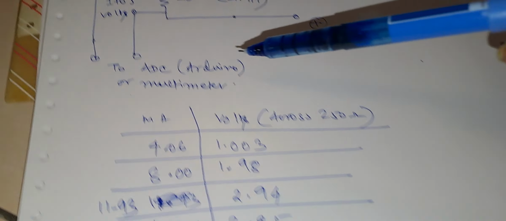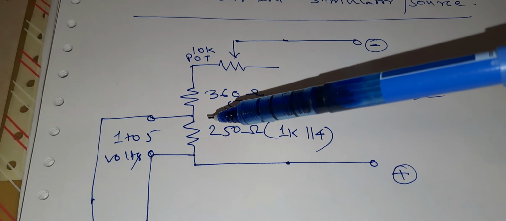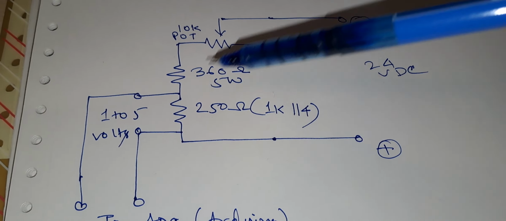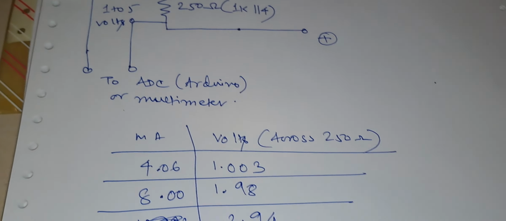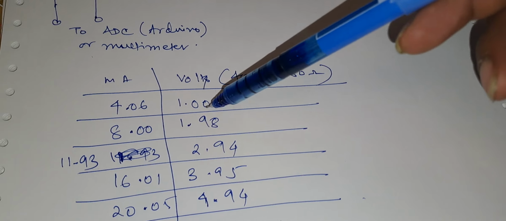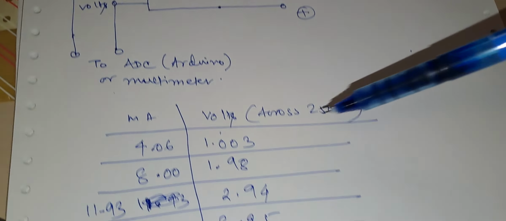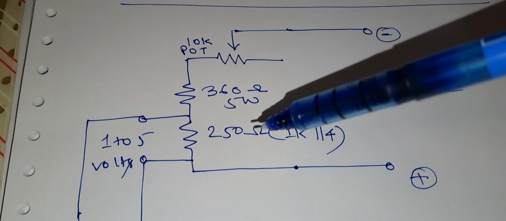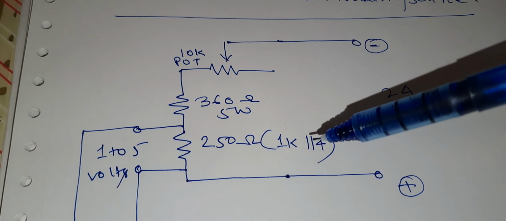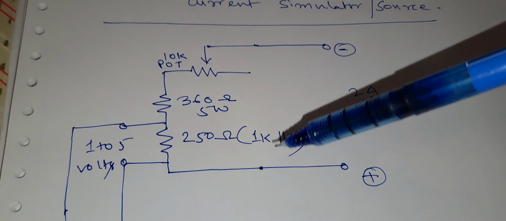If we keep exactly 250 ohms, then these values will be very accurate. It will be 1 volt here, then 2, 3, 4 and 5. Since I don't have a 250 ohms resistance, I just wired 4 1 kilo ohms resistances in parallel.